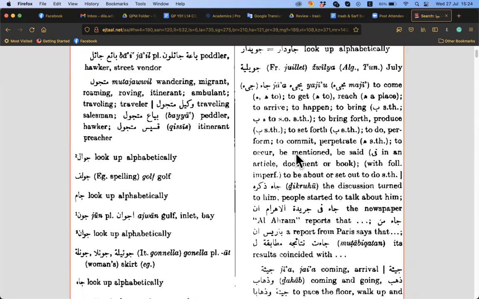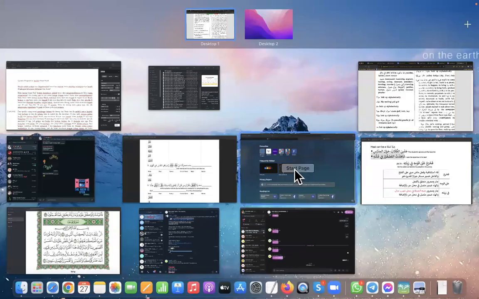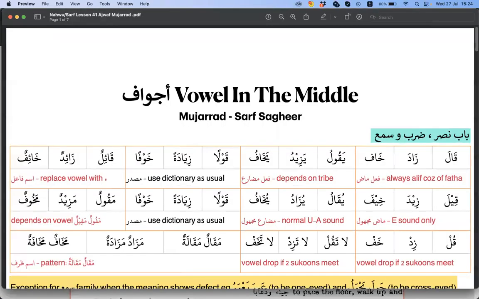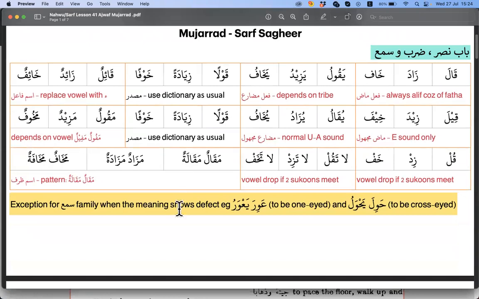You will always look at the family. You always have to find the madi or the mudari, the tribe. If you don't find it, that means there's nothing special about it. When you do see something like Khofa just now, then you know this is the Sami'a family, a bit special. Sami'a family also. This one I added here: exception for the Sami'a family when the meaning shows a defect.